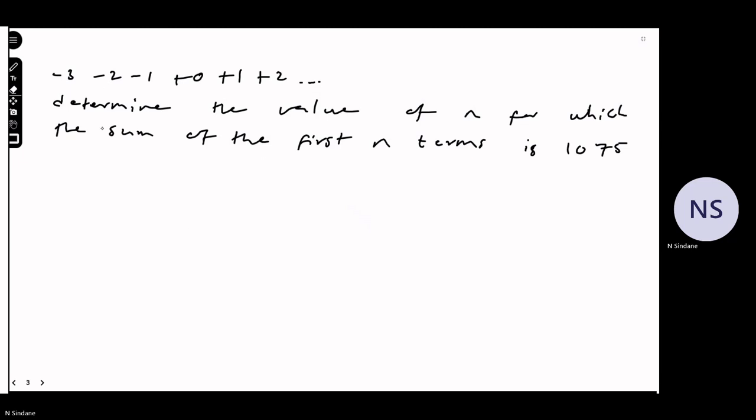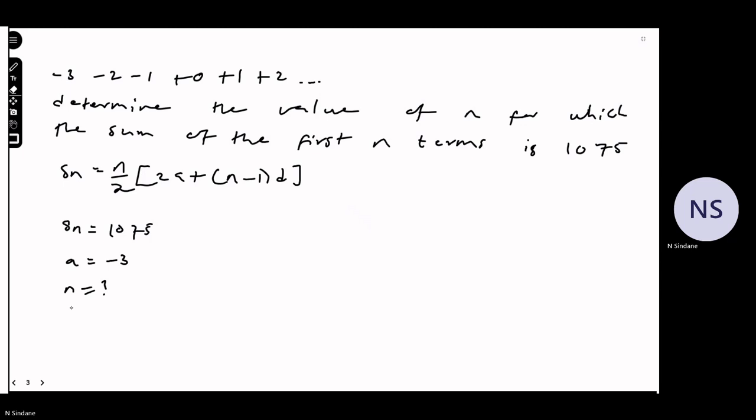We can't use Sn is equal to n over 2 into (a plus l). Why? We don't have the last term. But we can use Sn is equal to n over 2 into (2a plus (n minus 1) d). We can use that formula. Then now we are given Sn, which is 1075. We know the value of a, negative 3. We don't know the value of n, but we can get the value of d by saying d is equal to t2 minus t1.